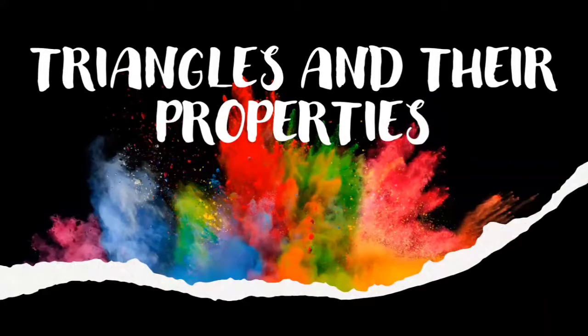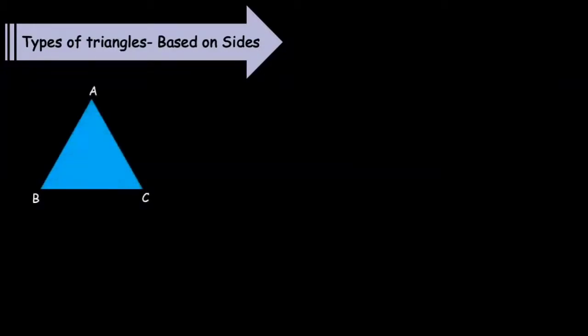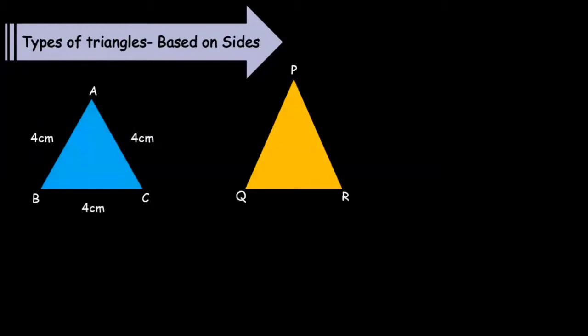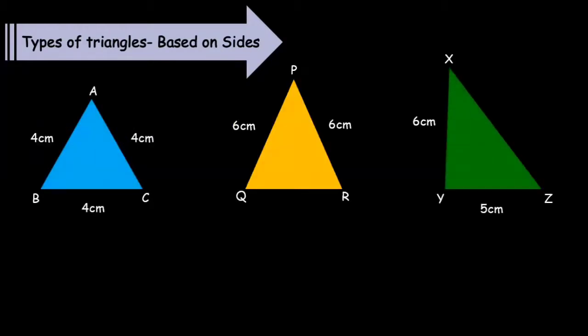Now we will see the types of triangles based on sides. So students, now I'll display three different triangles along with the measures of their sides. I want you to tell me what you can see that is different in each of these triangles based on their sides, or what you can say about the sides in each of the triangles. Very good.